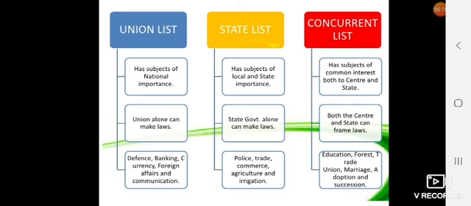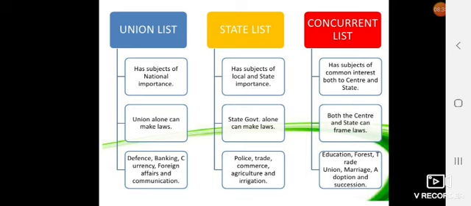So the second one is the state list. It has subjects of local and state importance, and in all these kinds of subjects which fall under the state list, the state government alone can make laws. Police, trade, commerce, agriculture, and irrigation, these subjects come under the state list.